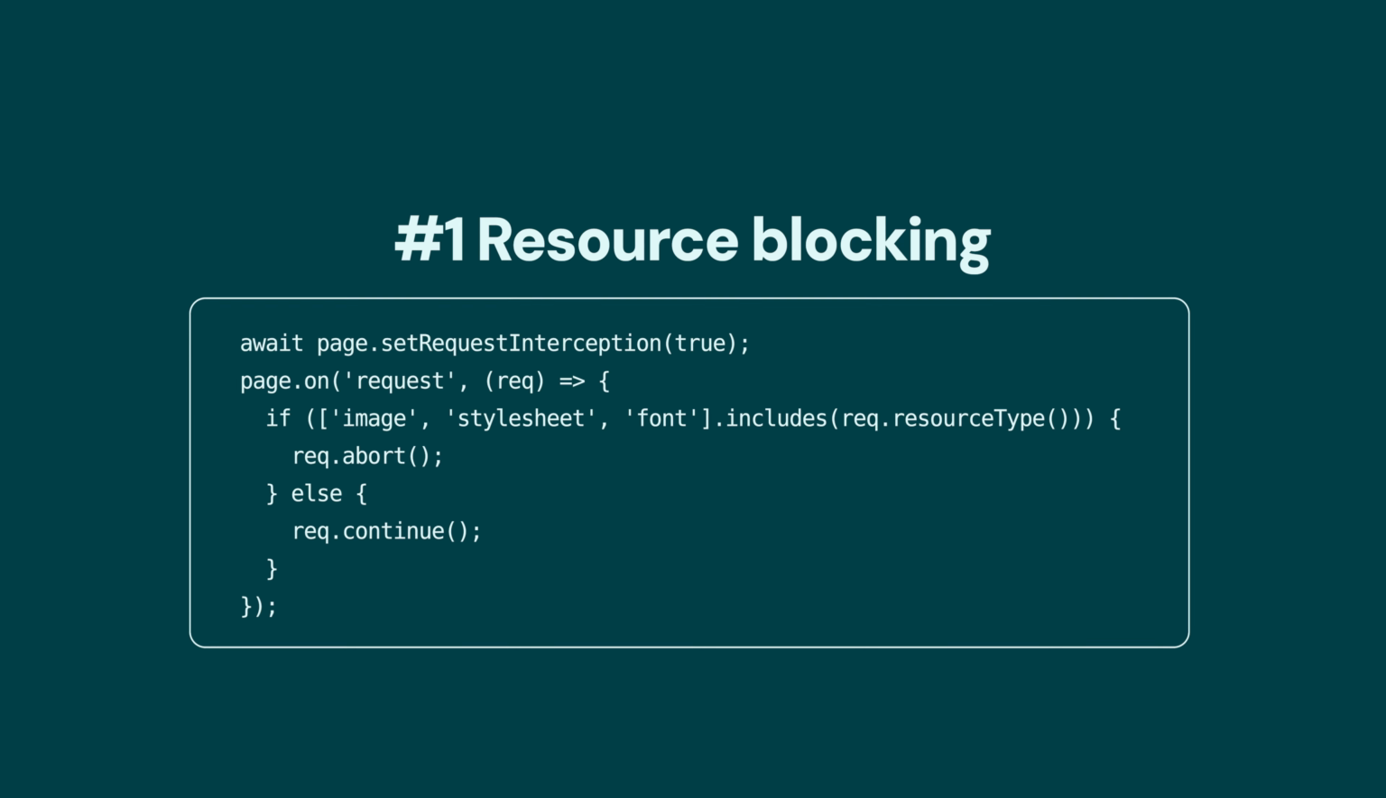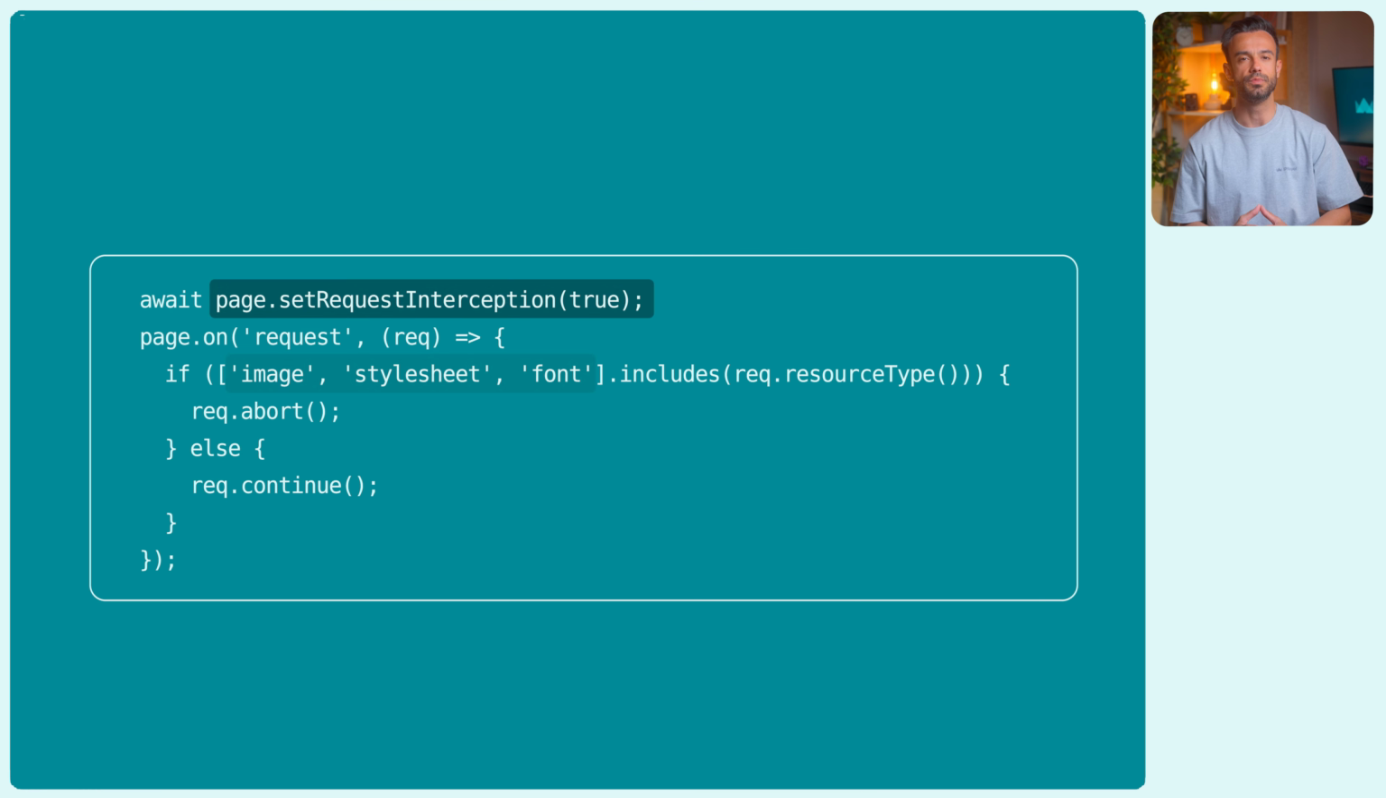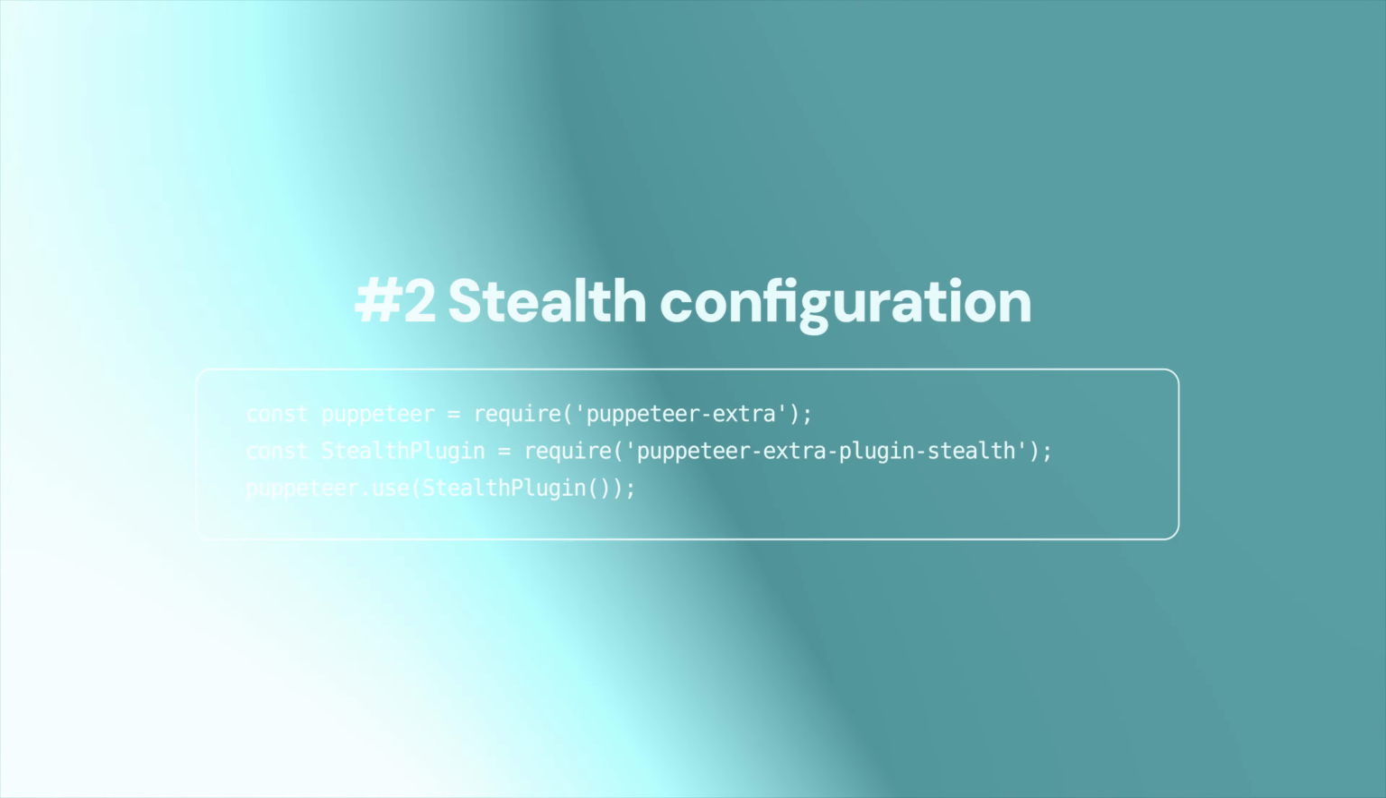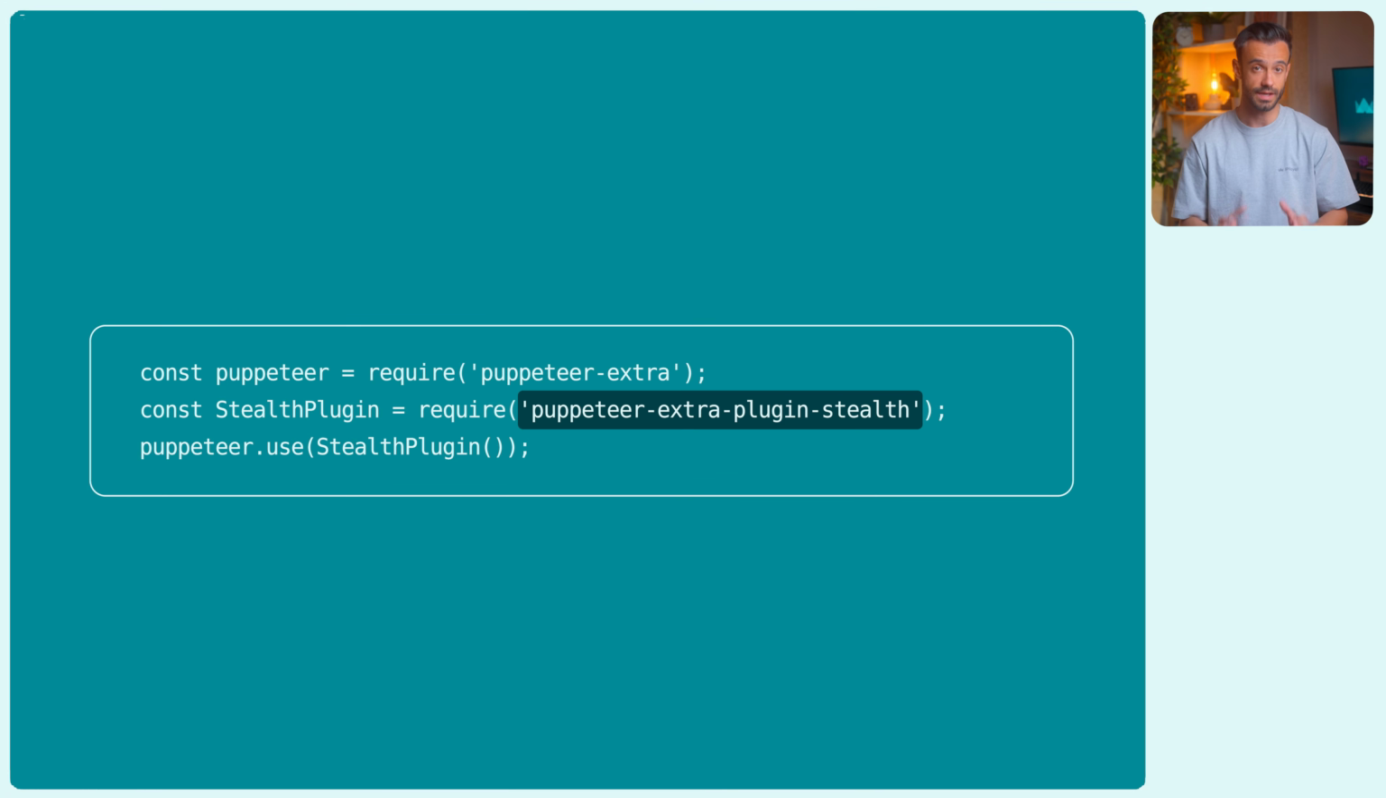Number 1. Resource blocking. Use this to abort images, style sheets, and fonts. Your scraper doesn't need any of them, so this single change cuts load time and memory usage by 50 to 70%. Number 2. Stealth configuration. Out of the box, Puppeteer is detectable. TLS fingerprinting, navigator properties, and headless signals are readable by any serious bot detection layer. This patches the most common detection signals. Skip it, and you'll get flagged regardless of anything else you've configured.